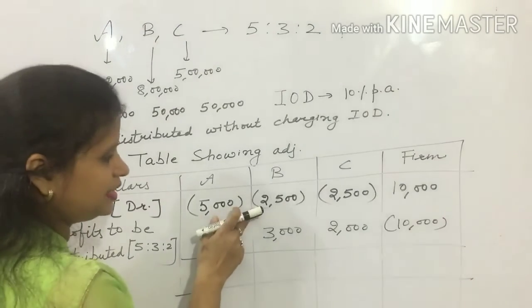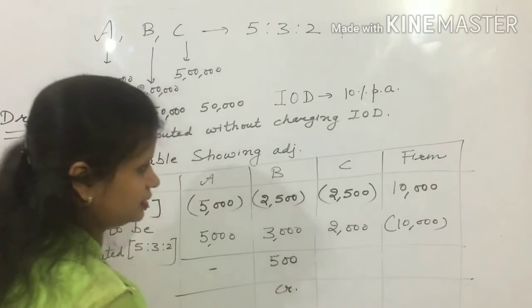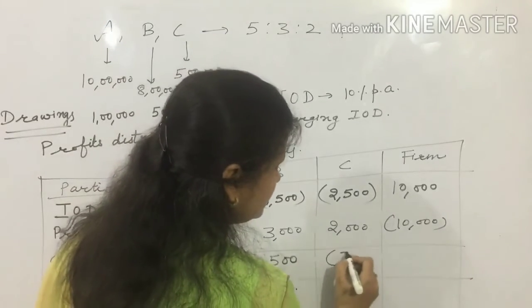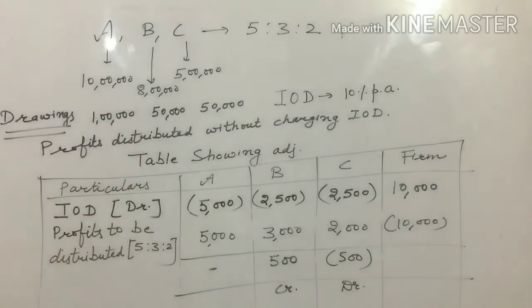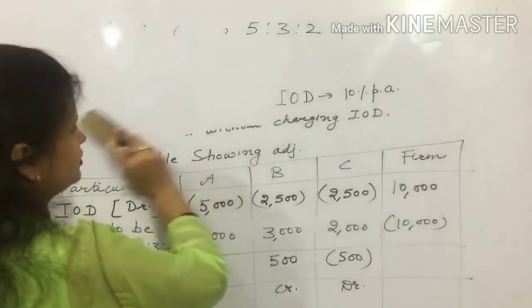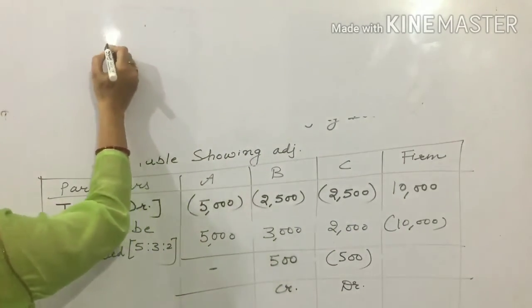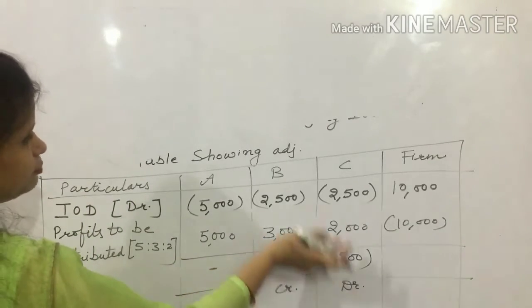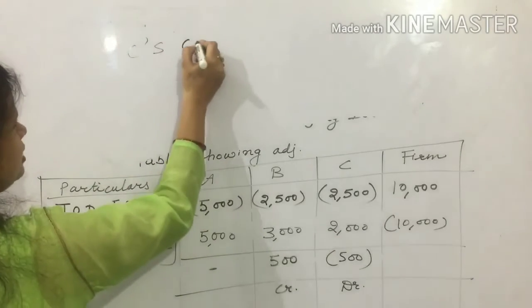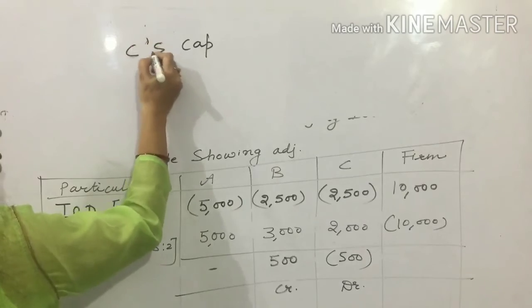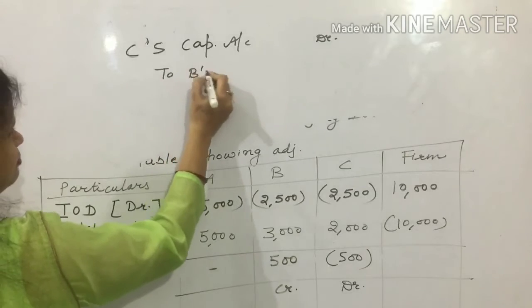B debit 2,500, credit 3,000, so 500 it will be credited. And for C 500 debit, so C will be debited. And our adjustment entry will be, B is credited and C is debited. So you will write down C's capital account debit to B's capital account.